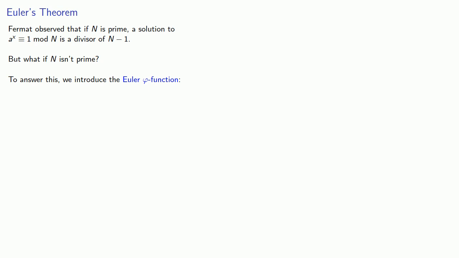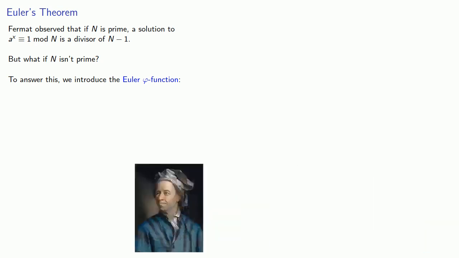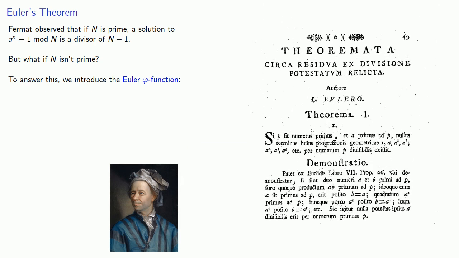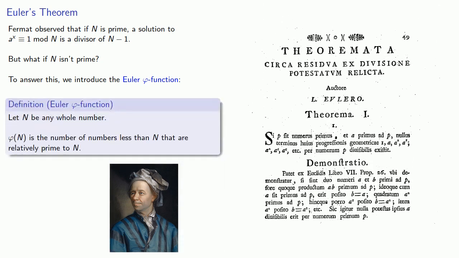This was introduced by the mathematician Leonhard Euler in 1763 and works as follows. Let n be any whole number. Phi of n is the number of numbers less than n that are relatively prime to n.